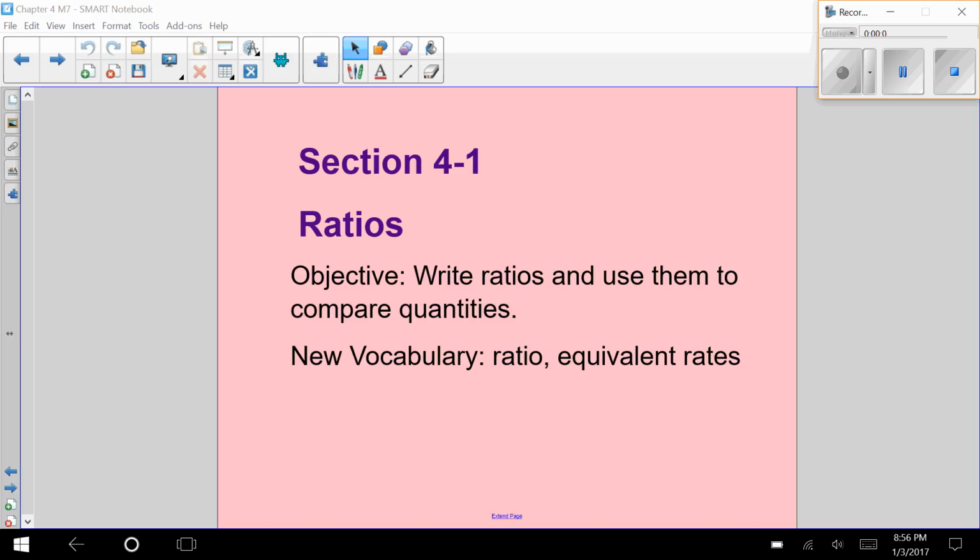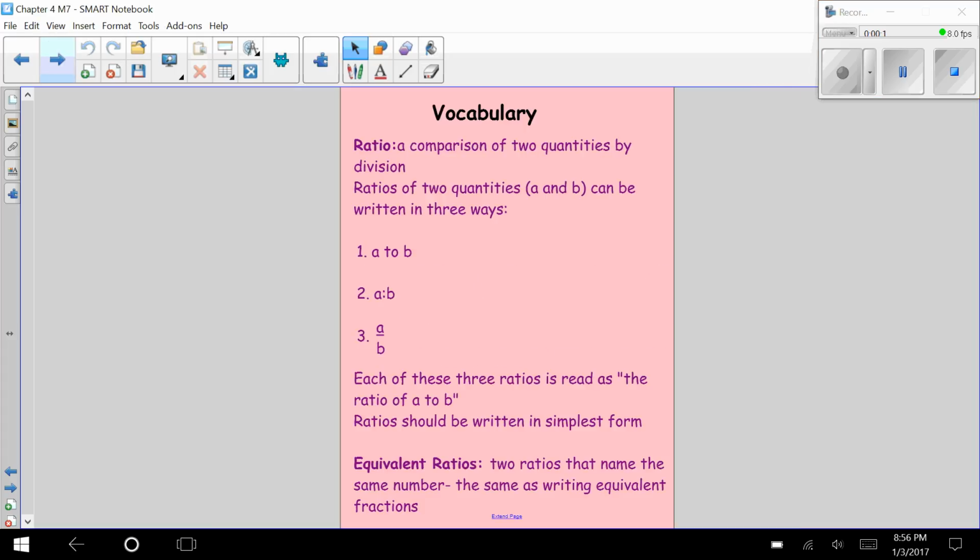This is section 4.1, ratios. Our objective today is to write ratios and use them to compare quantities. Let's start with our new vocabulary. A ratio is a comparison of two quantities by division.